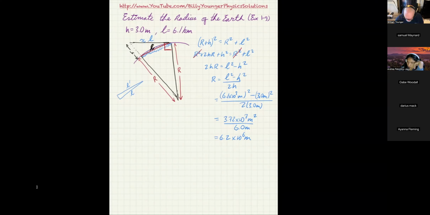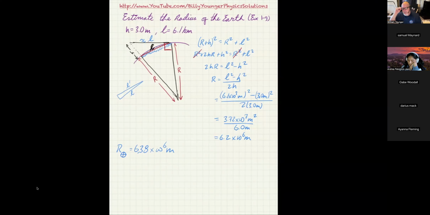Now, you could also call that 6,200 kilometers if you wanted to. Either one of those is acceptable. That's really fairly close to the Earth's size. The actual Earth's radius is 6.38 times 10 to the 6 meters. And this is the symbol they use for the Earth in astronomy, by the way. So that's not too terribly far off.